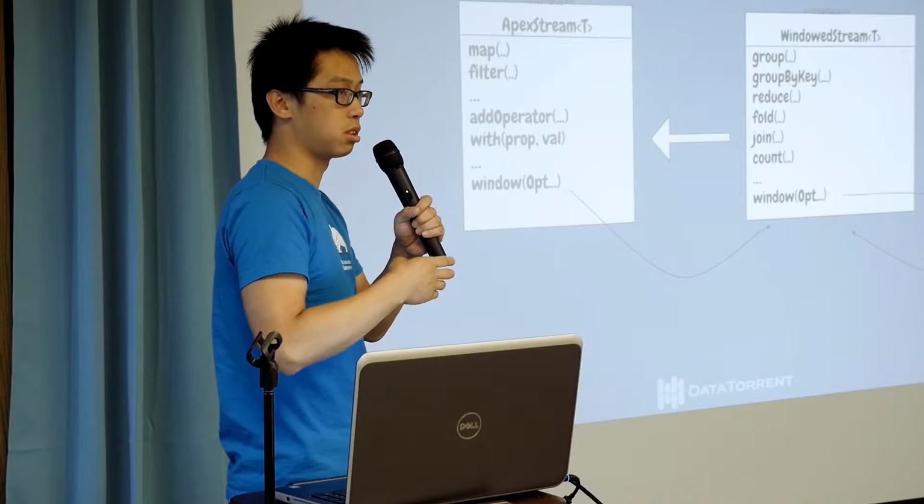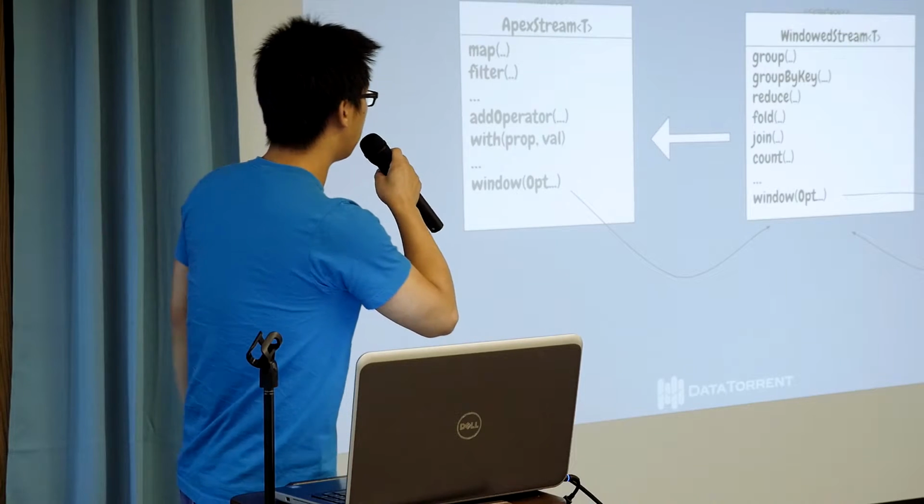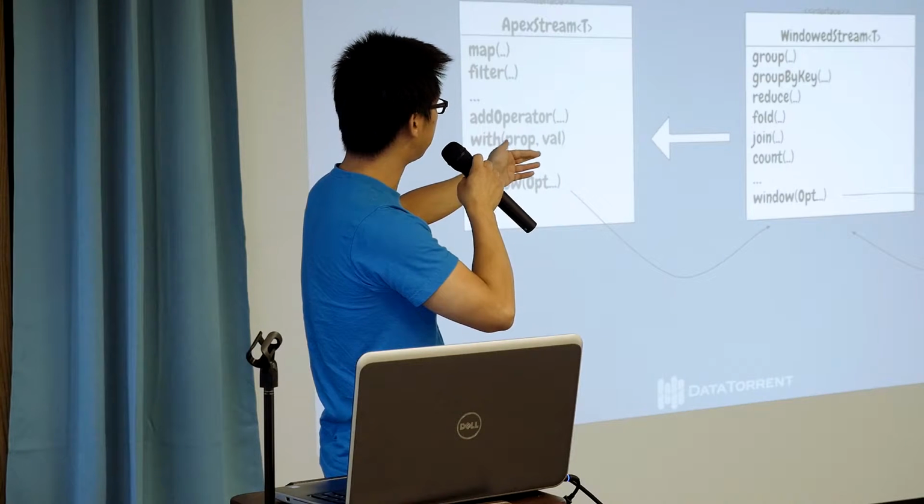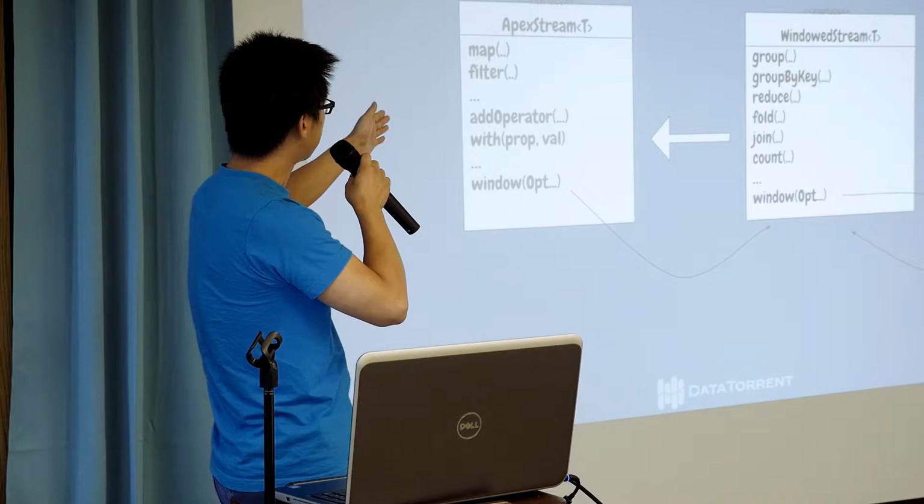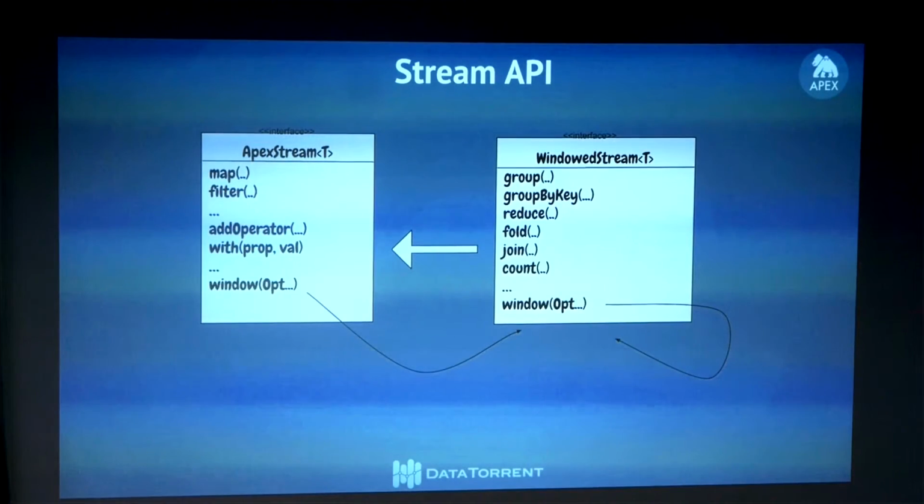You always need to remember something in your system, keep something in memory. So that's why we define another interface called WindowsStream. In the simple Apex stream, it has three different types of methods. One type is the transformation methods, like map, filter, flat map, and another type is the methods used to interoperate with the old API.